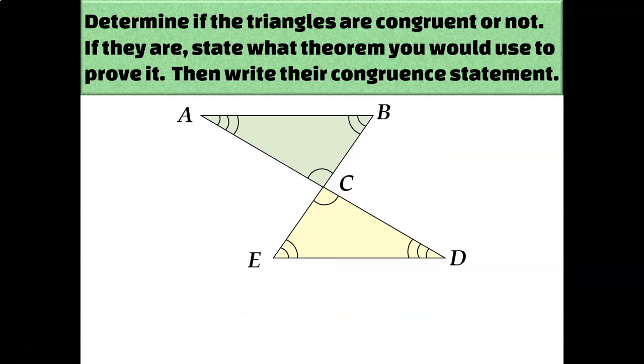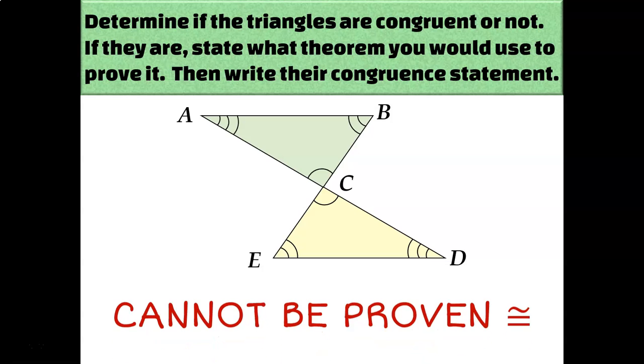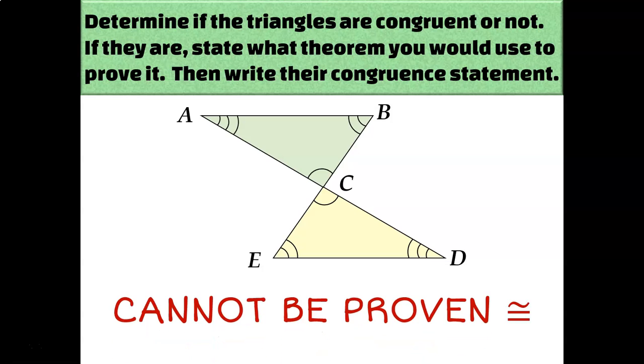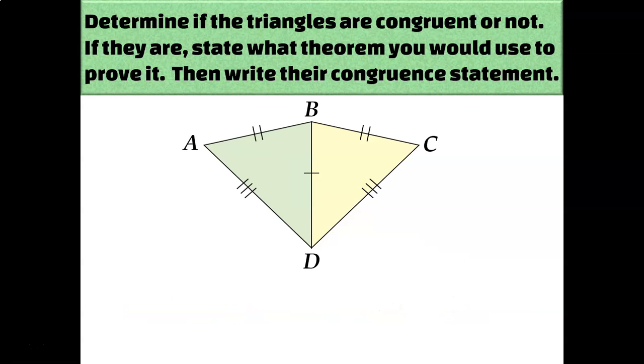In our next triangles, we see 3 pairs of corresponding angles that are congruent, but again, angle, angle, angle is not a triangle congruence theorem, it is a triangle similarity theorem. So for now, all we can say is that these 2 triangles cannot be proven congruent. For our next triangles, I see 3 pairs of congruent sides, and therefore I could use side, side, side to say that these 2 triangles are congruent to each other.